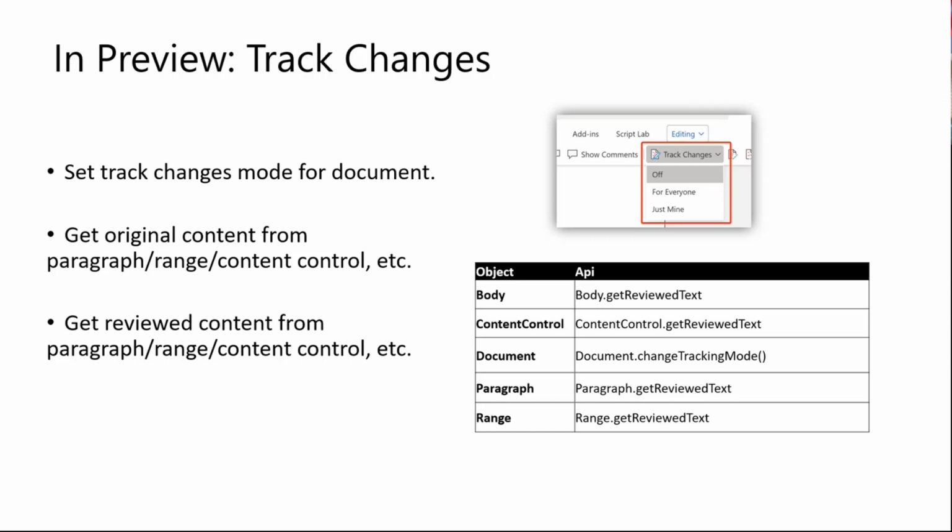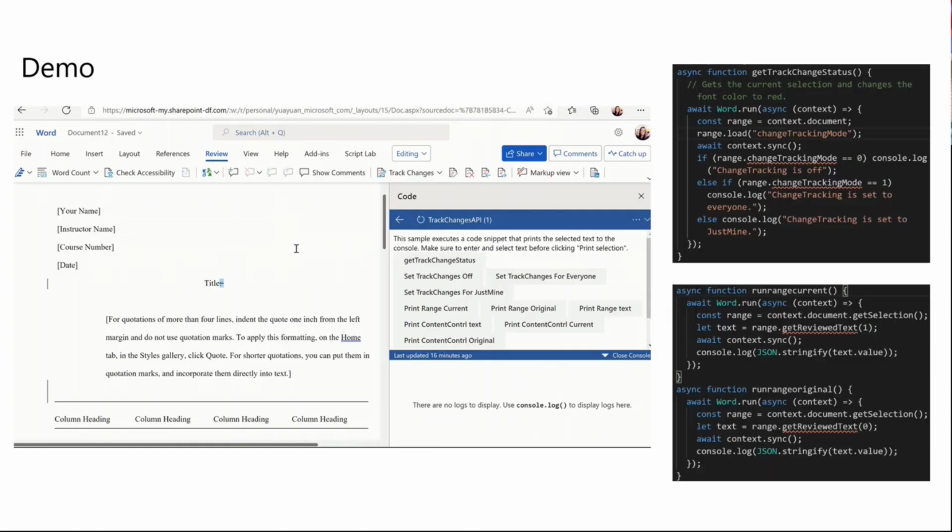So today, we are very happy to announce that these APIs are actually available in preview mode for Word Online. So with track changes, you can set different track changes modes to the document, and you can also check the original contents before reviewing and the reviewed contents as well. And next, let me also show you a small demo on this.